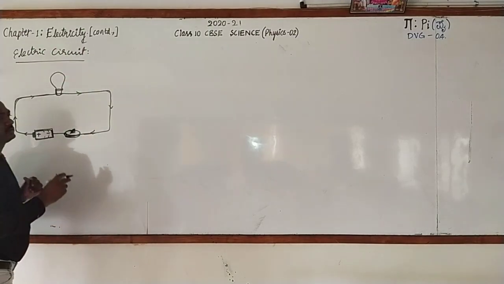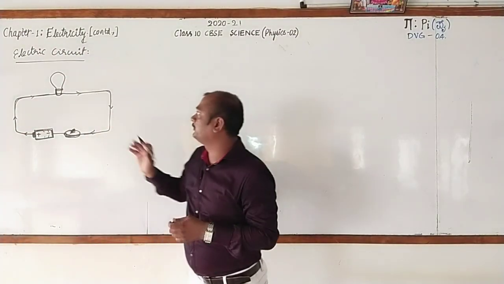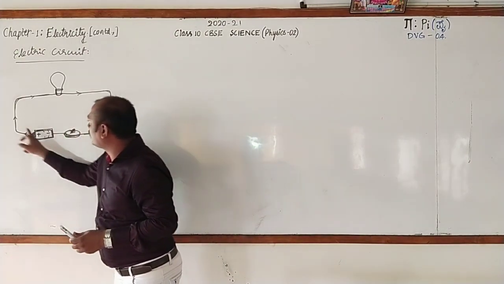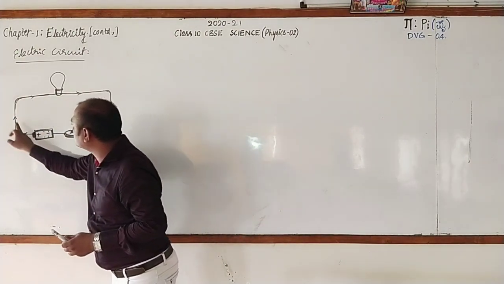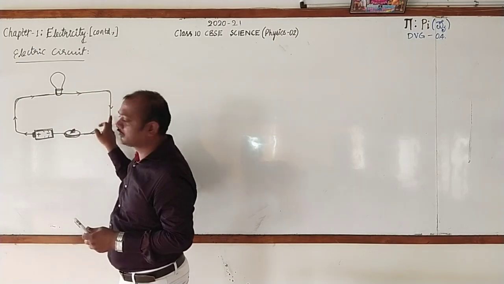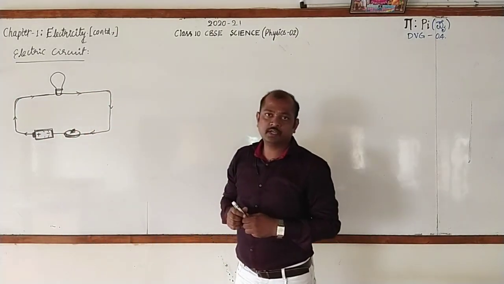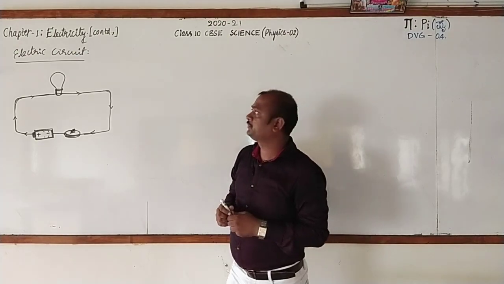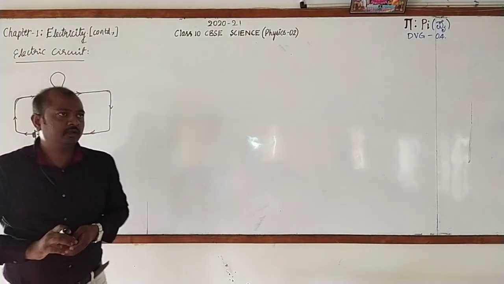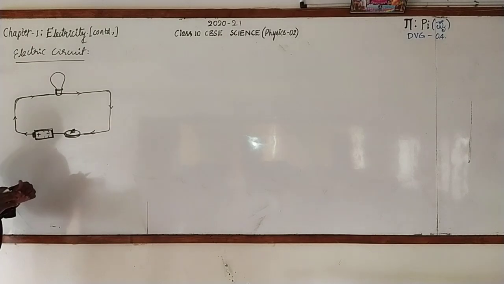Important definition, chance of asking in the examination. That is, the closed and continuous path in which current flows is called electric circuit. Now, here, whatever the different electrical components are there, how are these connected?